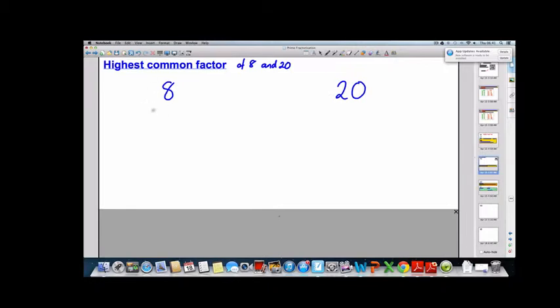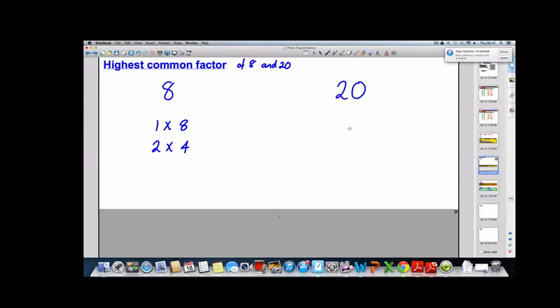Let's write down the factors of 8. What numbers times to give 8? Well, you can have 1 times 8. You could have 2 multiplied by 4. 3 doesn't go into 8. 4 does, 4 times 2, but that's the same as 2 times 4. And that's it. 5, 6, 7 doesn't, and 8 does, but 8 times 1 is the same as 1 times 8. So these are the pairs that multiply to 8.